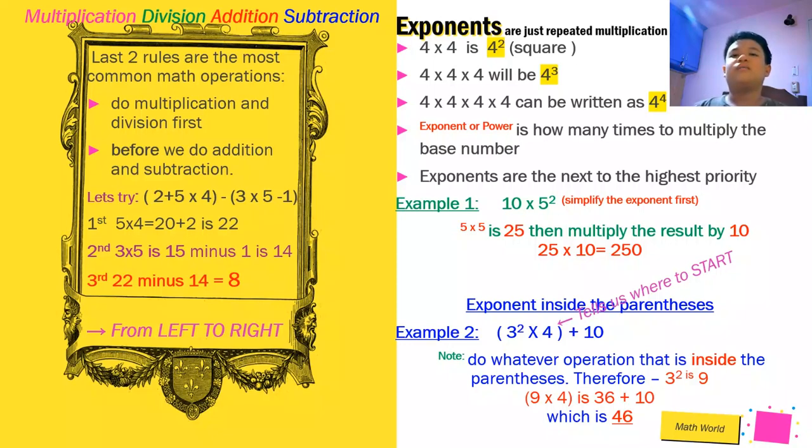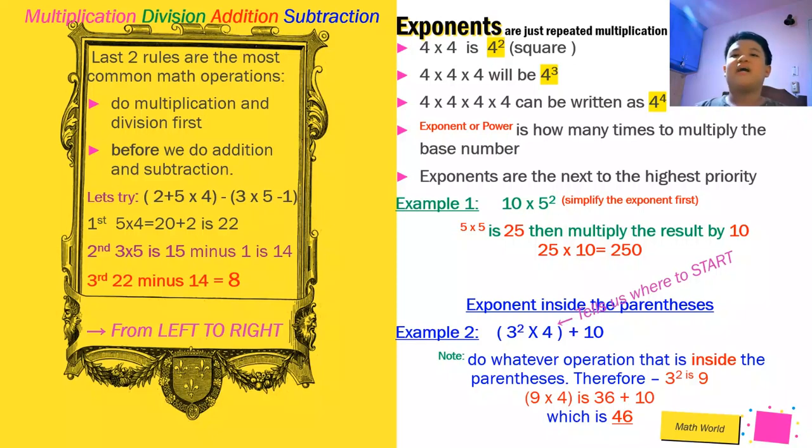Now we are going to look at the last two rules. These two rules are really important because they cover the most common math operations: addition, subtraction, multiplication, and division. And the rules tell us that we need to do multiplication and division before we do addition and subtraction. To see how these rules work, let's see a few examples using those basic operations.